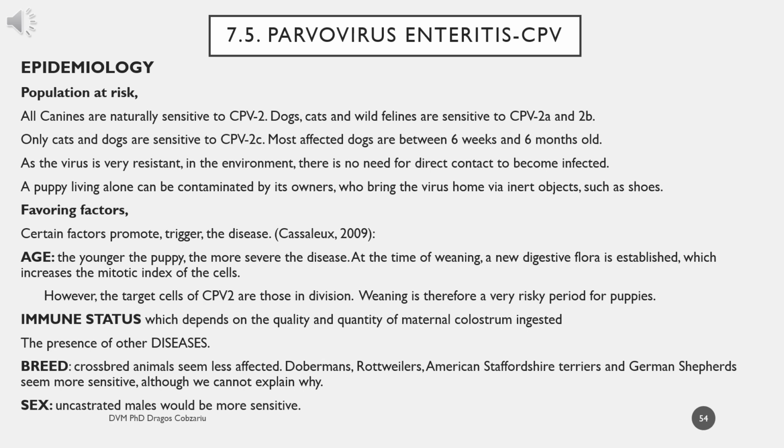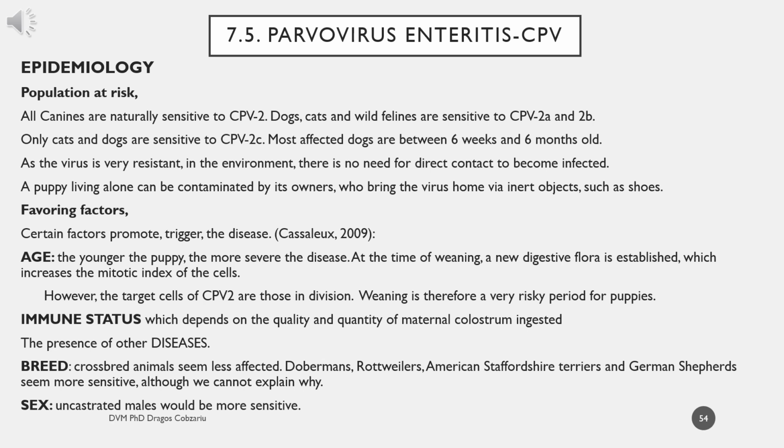As the virus is very resistant in the environment, there is no need for direct contact to become infected. A puppy living alone can be contaminated by its owners, who bring the virus home via inert objects, such as shoes. Favoring factors. Certain factors promote, trigger, the disease.